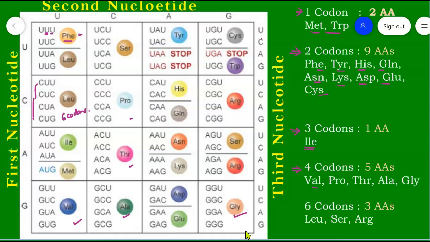They are encoded by four codons each, and there are six codons for three amino acids, namely leucine, serine, and arginine. Leucine we have seen. Here is the serine, and again here are serine and arginine. For these three amino acids, there are six codons each. That means the genetic code is redundant, which means more than a sufficient number of codons are present for each amino acid.